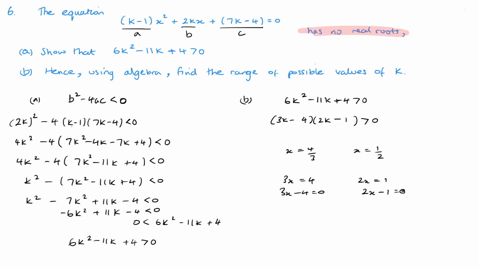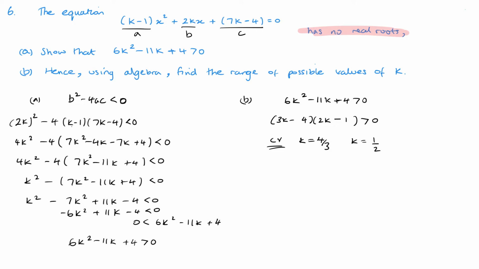Sometimes there might have been some sort of simplifying going on with the fraction, so you might need to multiply these by a value. But it's just using the tools you have at your disposal to make your life a little bit easier. Right, so at this point, what I want to do is talk about my critical values. So my critical values are k equals 4/3 and k equals a half.